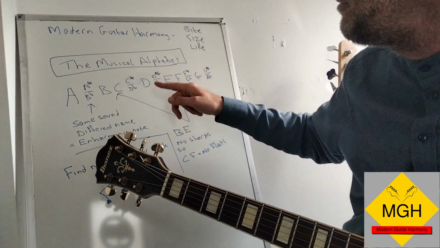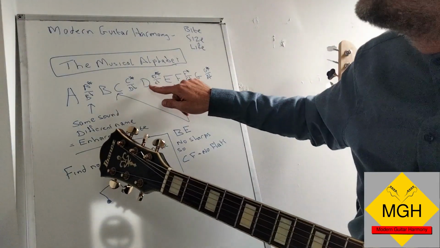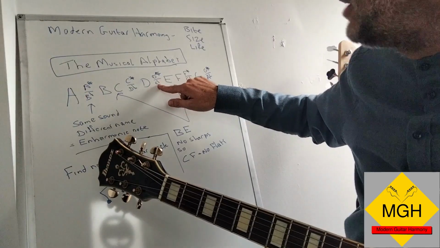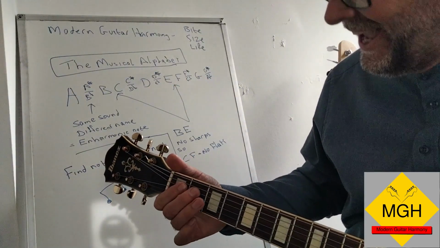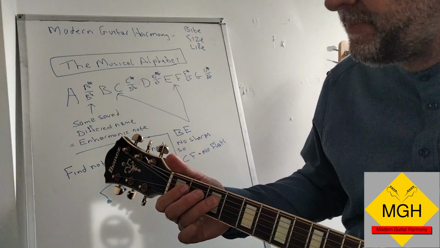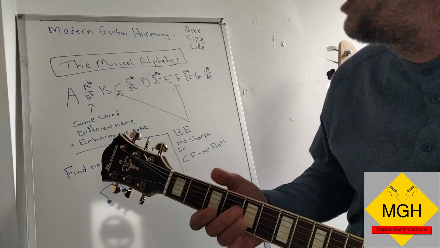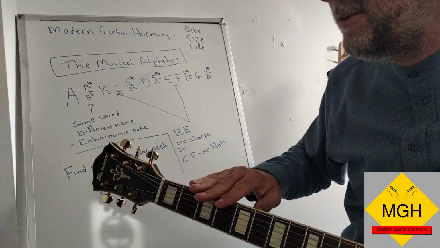So for example, if you want to start on our open D string, you're thinking, what are the notes on my D string? Your open D string is D, so start on D. Your first fret would be D sharp or E flat. Your second fret would be E, third fret would be F, fourth fret would be F sharp and G flat, and fifth fret would be G, etc., etc. So just go along.